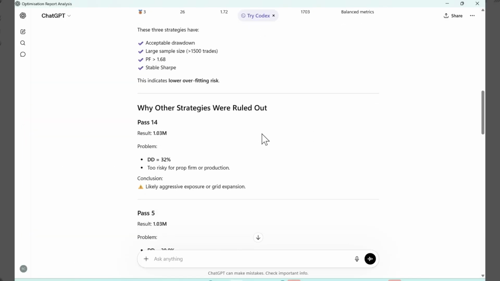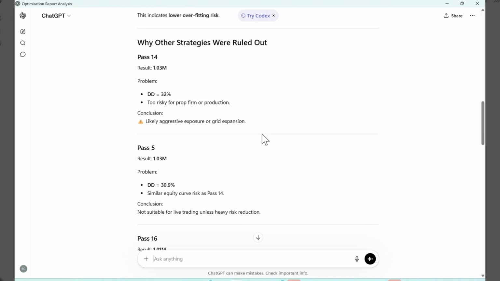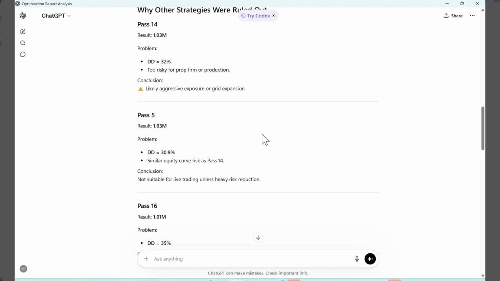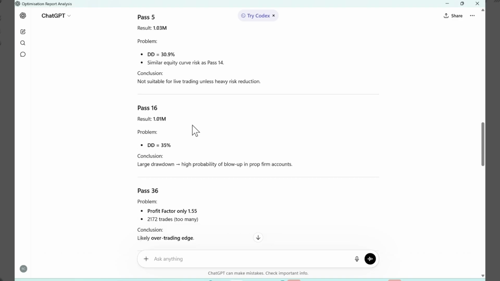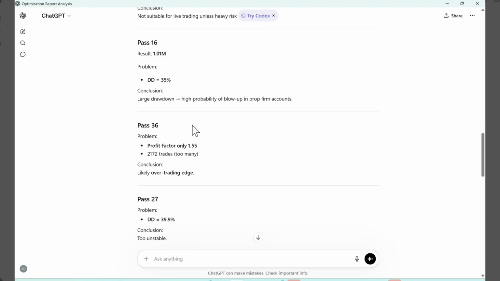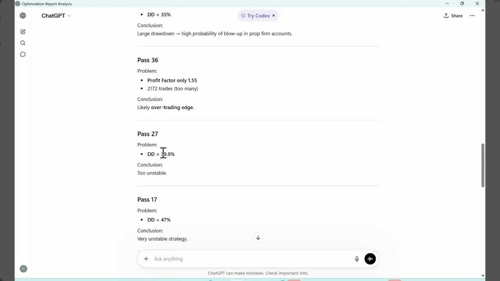ChatGPT also explained why some strategies were ruled out. A few strategies actually produced over $1 million profit, like Pass 14 and Pass 5. But the problem is drawdown. Pass 14 has 32% drawdown, Pass 5 about 31%, and Pass 16 around 35%. For prop firm trading, that level of risk is simply too high. Some strategies also show signs of overtrading, like Pass 36 with a lower profit factor and too many trades.